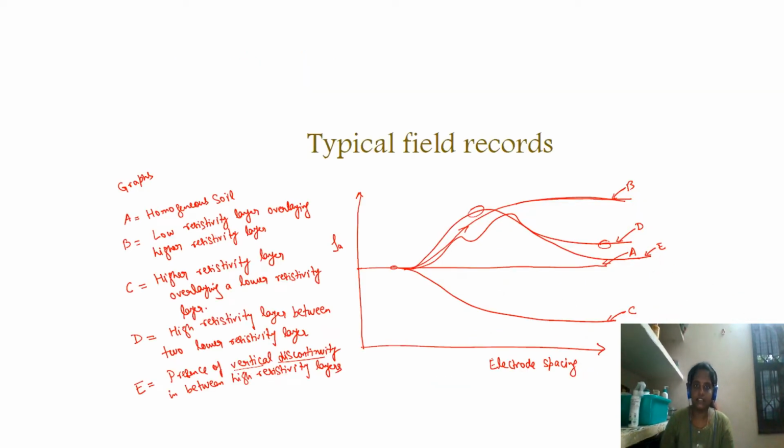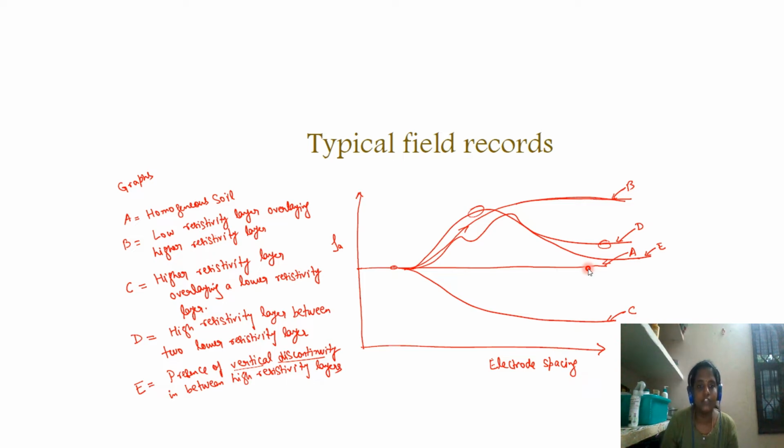In electrical resistivity testing, this is a typical graph which we obtain. This is important to understand. When we have a homogeneous stratum, that is the layer is of the same type to a larger depth, when we increase the spacing between the electrodes, the resistivity is not going to change. So this is how we get a horizontal line for a homogeneous stratum.